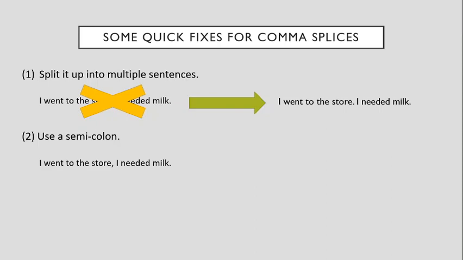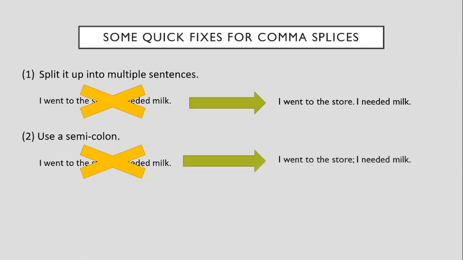I want to go back to our original comma splice. I went to the store, comma, I needed milk. If we use the semicolon, we are going to get rid of that. We know it's a comma splice, we know it's wrong. And we are going to write instead, I went to the store, semicolon, I needed milk. In this example, we have the two independent clauses combined correctly with a semicolon instead of incorrectly with a comma.